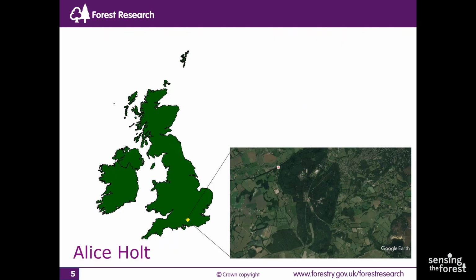So for those of you who are perhaps less familiar with Alice Holt Forest, it's a large mixed forest in the south of England. We're about 25 kilometres north of Portsmouth and about 60 kilometres southwest of London in the busy southeast of England. And it's a multifunctional forest. And what do we mean by that?